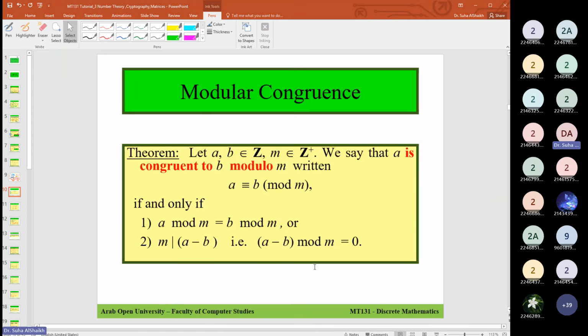Now let's move on to talk about another concept, which is modular congruence. We talked about division; now we know what division means. We have what we call modular congruence. If we have numbers A and B in Z, of course, and M in Z plus, meaning it is a positive integer, we are going to say that A is congruent to B modulo M under the condition that A mod M, meaning the remainder of dividing A by M, is equal to B mod M.